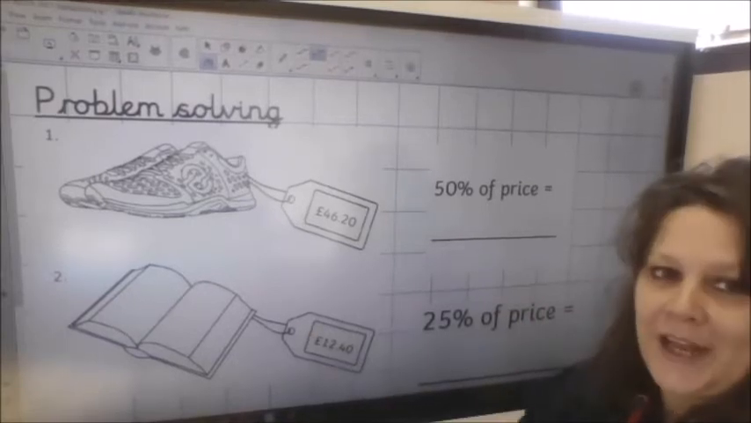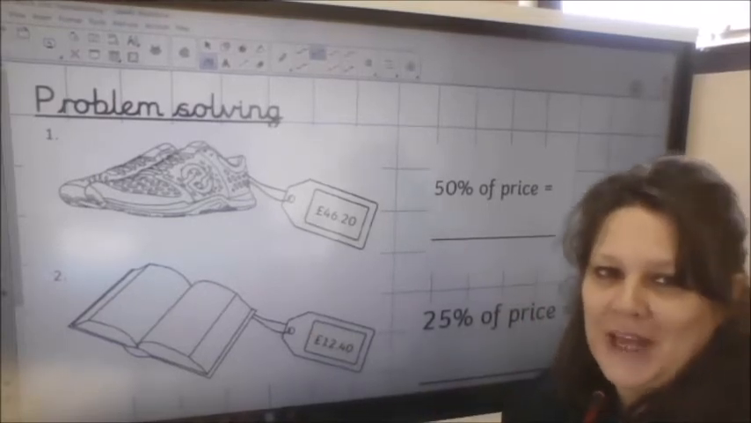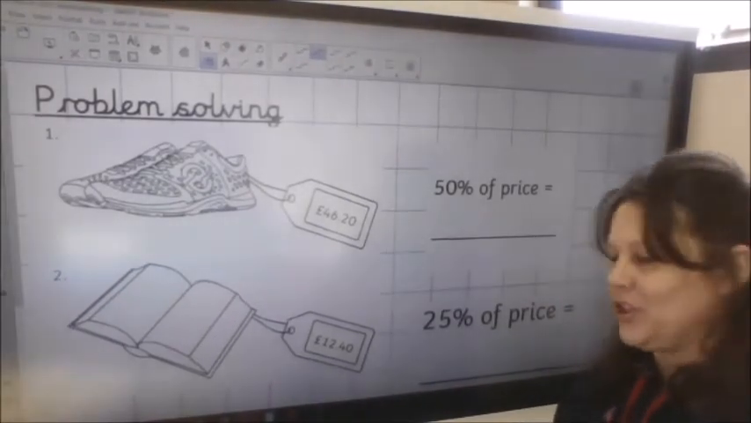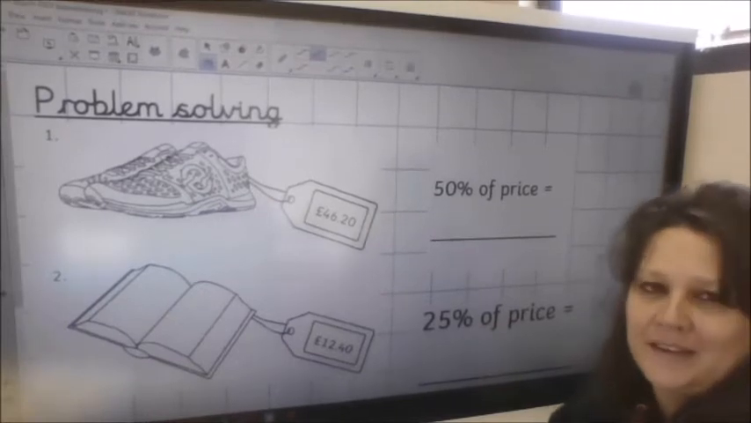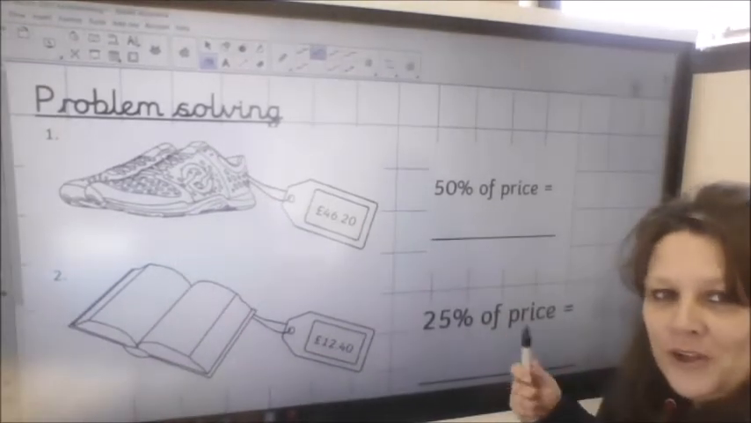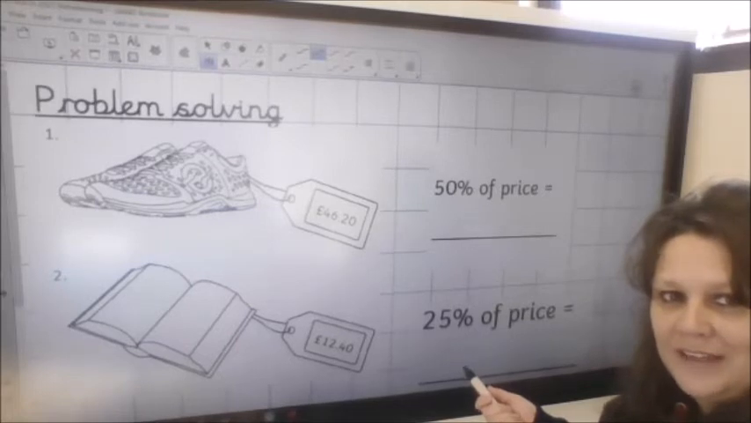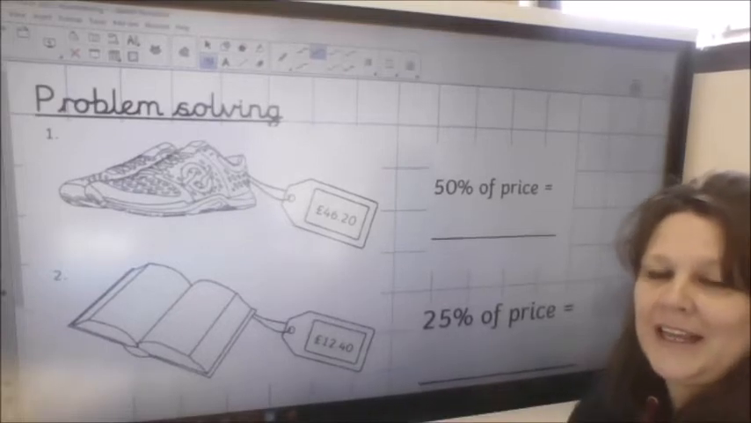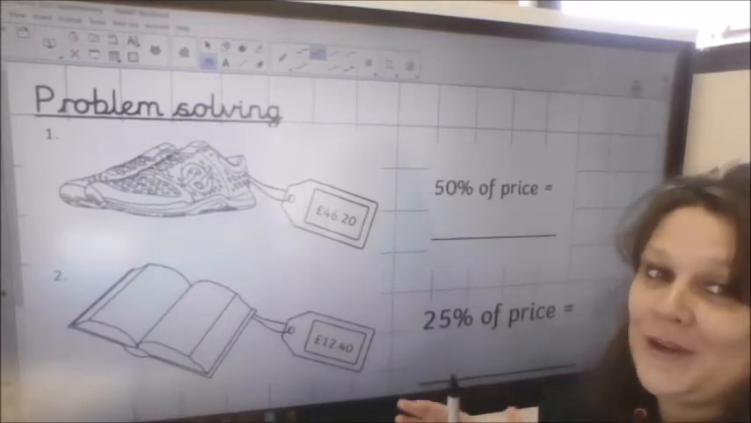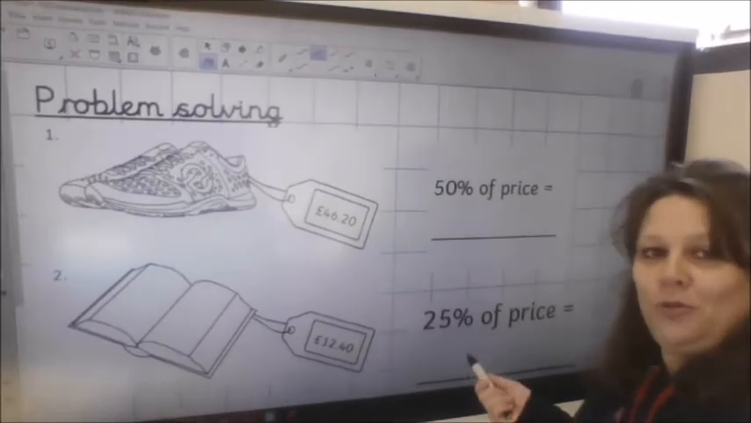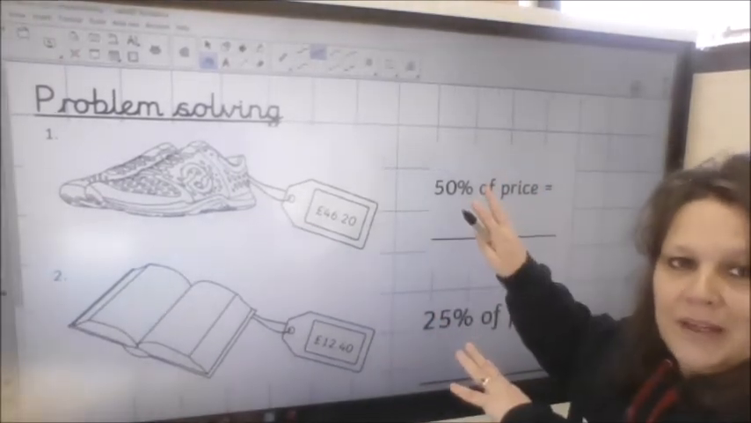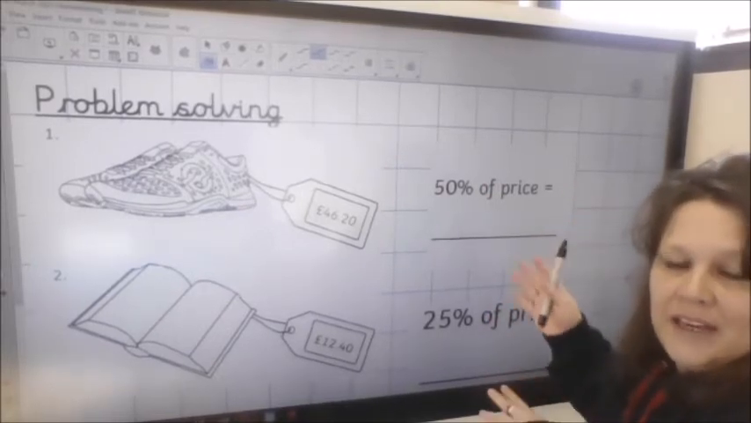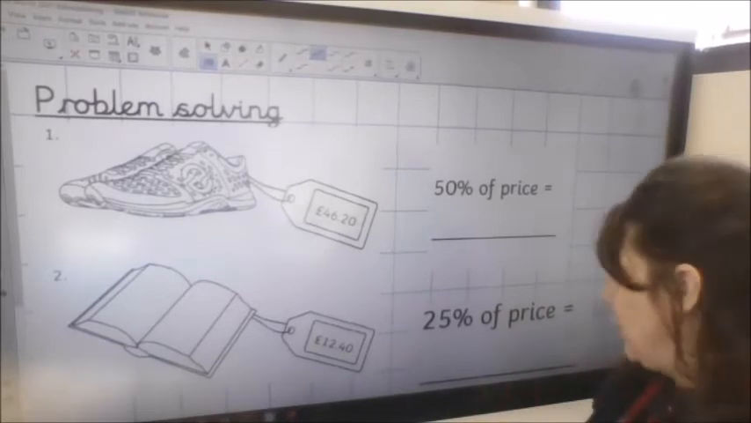Okay, and here we've had World Book Day this week. Here's a bargain book. It started off as £12.40, but now there's 25% off. So you know how to work out 25%. All you need to do is work out the calculation, dividing it by whatever you think you need to do so that you can work out what the new sale price is. So we've got 2 items here in the sale that you are going to calculate their new price in the sale. Okay, so that's the first 2.